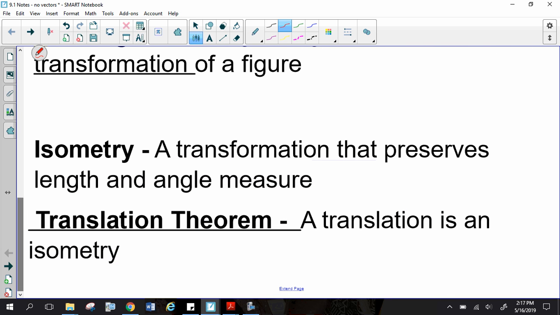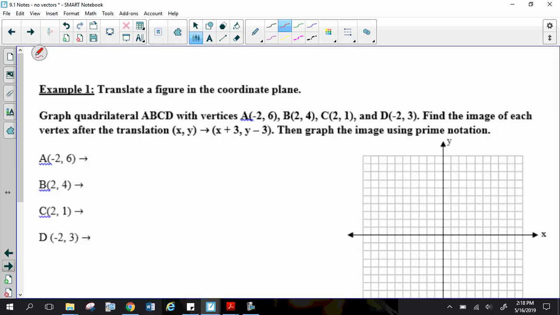And then an isometry is a transformation that preserves length and angle measure. So when I move this figure, it's not going to change shape. It's going to stay the same size. And that's what the translation theorem says, is a translation is an isometry. So we are going to do an example now.